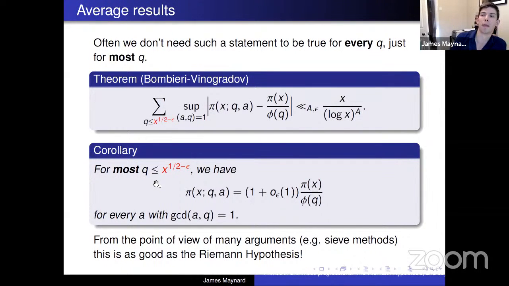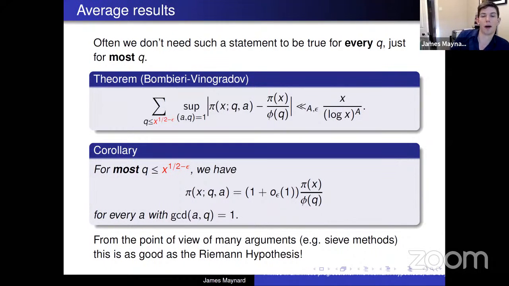So for example, there's a whole area of number theory known as sieve methods, which is a way of trying to study the primes. Sieve methods often require you to have knowledge about primes in arithmetic progressions, but they only ever require this knowledge on average, at least in typical circumstances. And so from the point of view of sieve methods, the Bombieri-Vinogradov theorem is as good as the Riemann hypothesis.